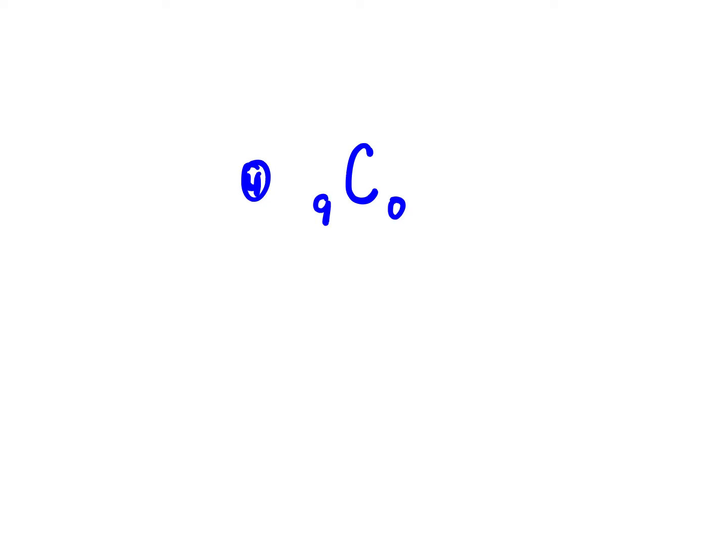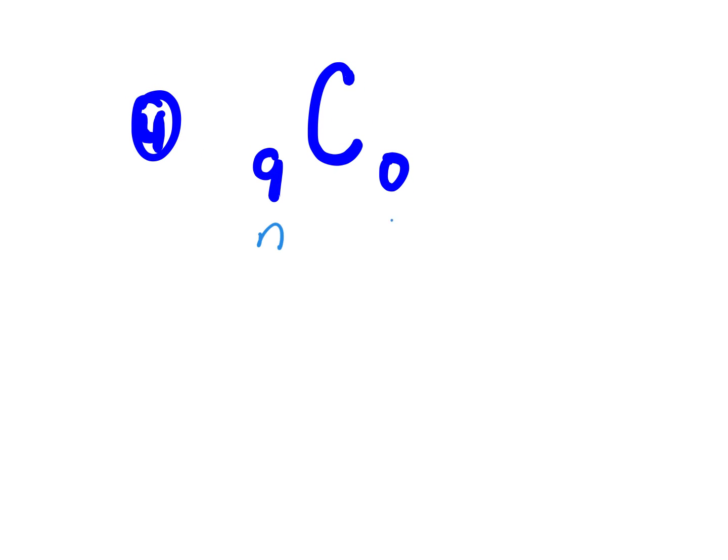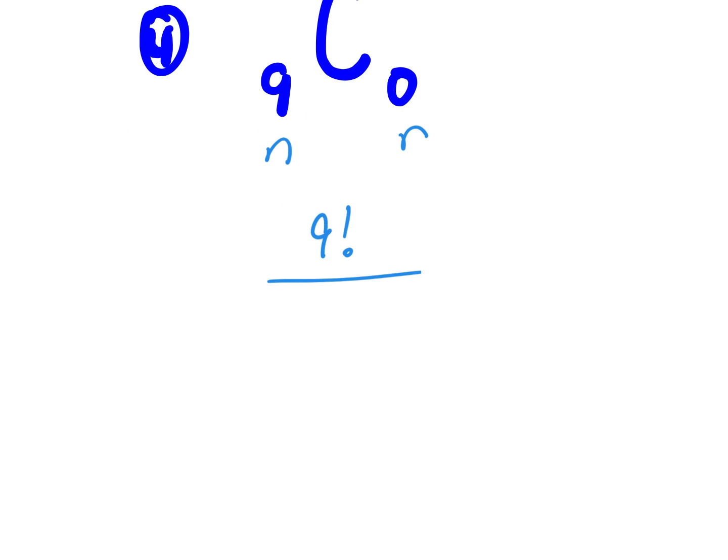If you have something like this, all right, this is my n, this is my r. So I have 9 factorial over 9 minus 0 factorial, right? 0 factorial. At this point, what is my answer?